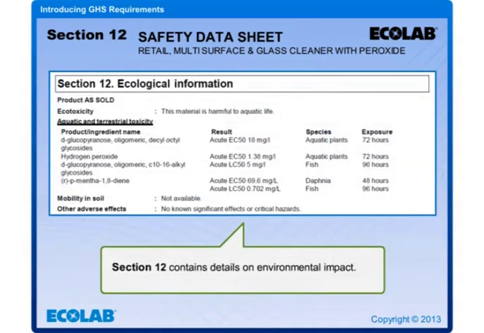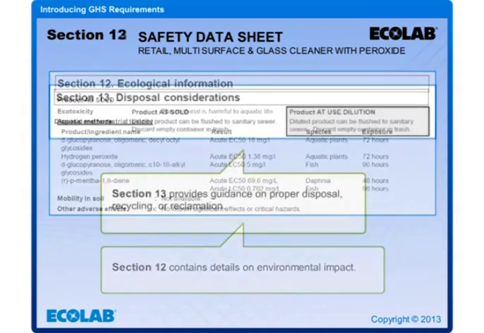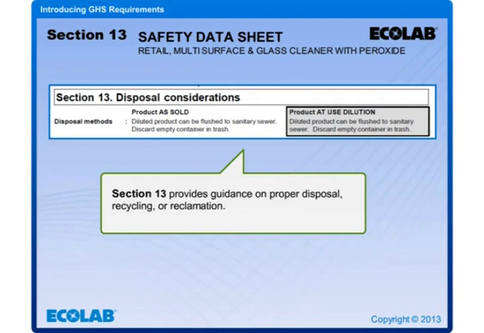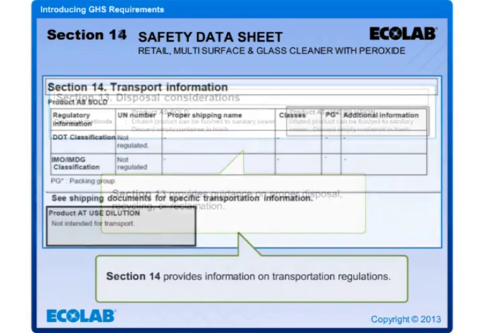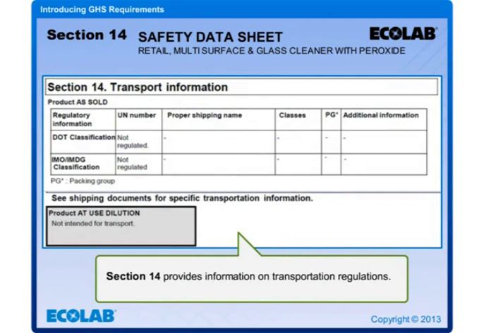This section provides information to evaluate the environmental impact of the product if it were released to the environment. Section 13 provides guidance on proper disposal practices, recycling or reclamation of the product or its container, along with safe handling practices. This section provides information on how the product is regulated in transportation, such as by road, air, rail, or sea. Common information includes proper shipping name, packaging group, and other regulatory classification. Note that some products, such as this example, are not regulated in transportation.